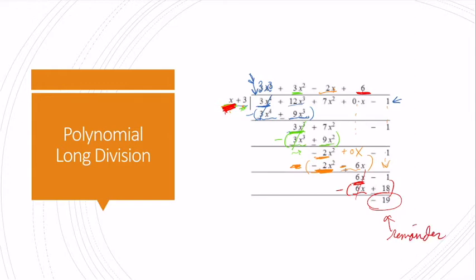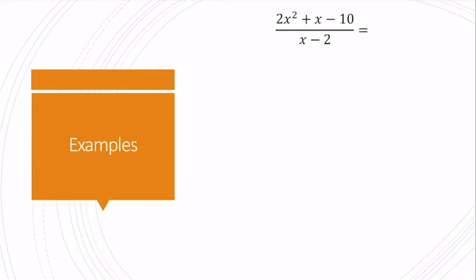So why don't we go ahead and do an example of this for ourselves. So I have 2x squared plus x minus 10 divided by x minus 2. So I can't write this as a fraction. I have to rewrite this using long division.